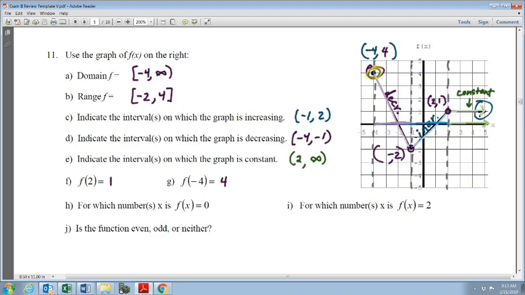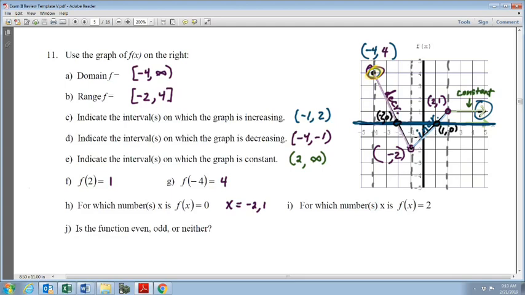Now for h, it says for which numbers x is f of x equal to 0. So remember, f of x is a y value. Y is equal to 0. That means the height of the graph is 0. That's right here. And that happens at these 2 points here. Those are the 2 points where the y value is 0. And that's occurring when x is -2 and when x is 1. And so those are the two x values where the height of the graph is 0 or the y value is 0.